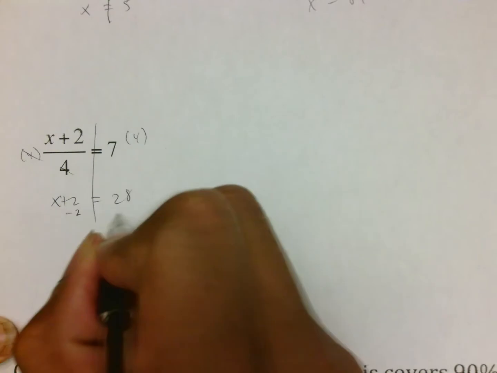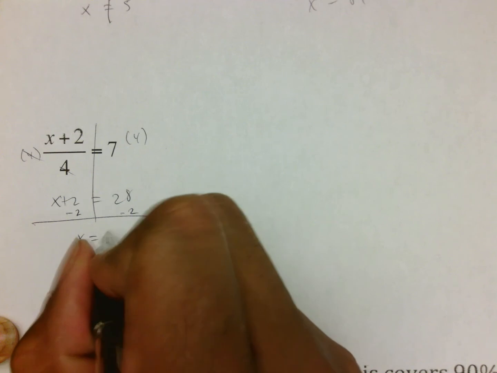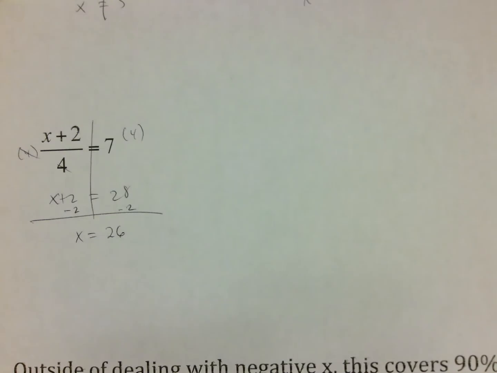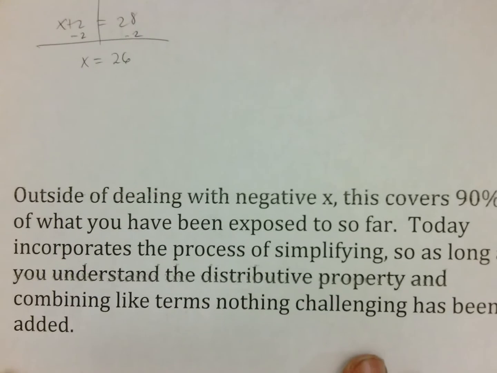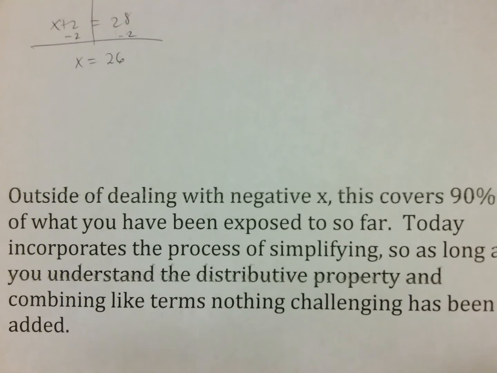And after that, you move your 2 as you were taught before, which is by subtracting 2, getting x equals 26. So that was pretty much what we saw all of last week. Outside of dealing with the negative x, those problems cover about 90% of what you've been exposed to so far. Today just incorporates the process of simplifying. So as long as you understand the distributive property and combine like terms, nothing challenging is really being added.